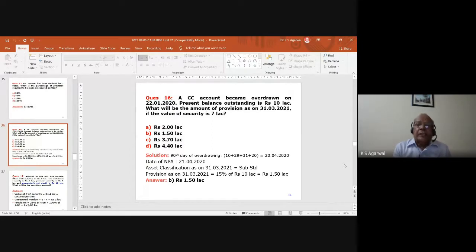When the account is substandard, I do not have to give any consideration to the value of security unless it is unsecured substandard advance. So even if here the value of security is given as 7 lakh, it is just to confuse you. The only relevant thing is that amount outstanding is 10 lakh and I have to apply 15% provision. So the answer will be 1.50 lakh.